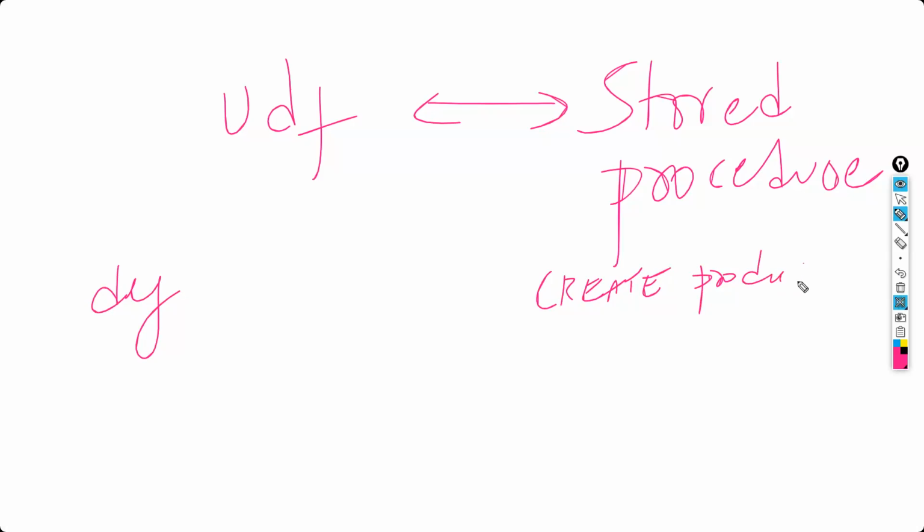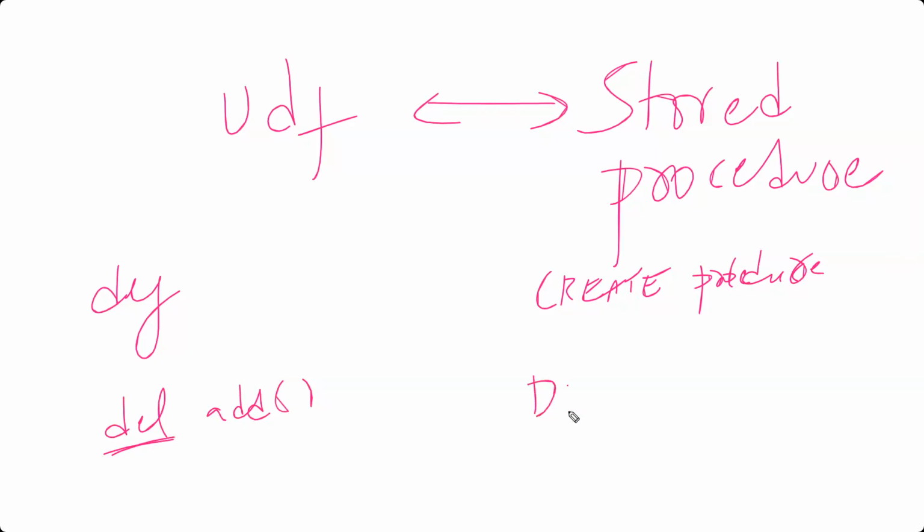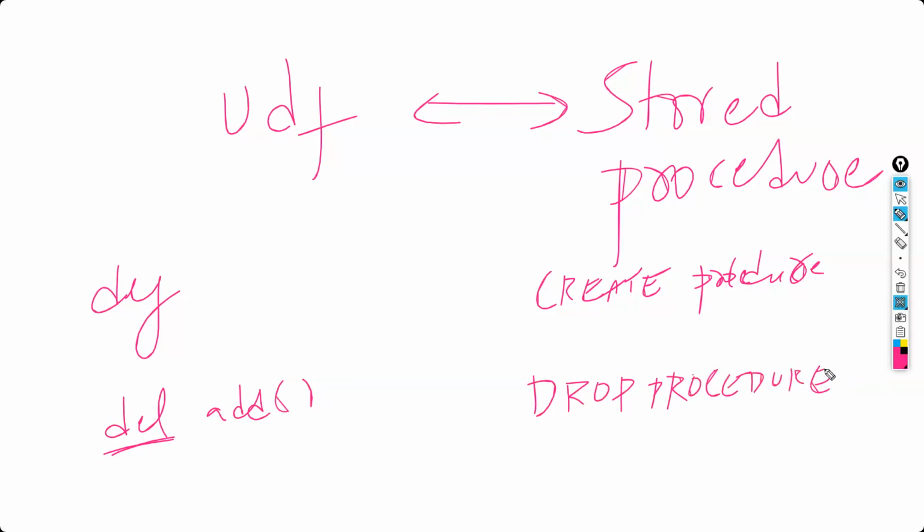Now, how to drop a user-defined function? If you are not interested in the user-defined function, how do you remove it, guys? Del, and you write the function name. Whatever function name you have created, del and the function name, that will be dropped. Here del means it is going to drop the object. Here to drop the object, we use drop procedure, and you are going to drop the procedure. Is the point clear?